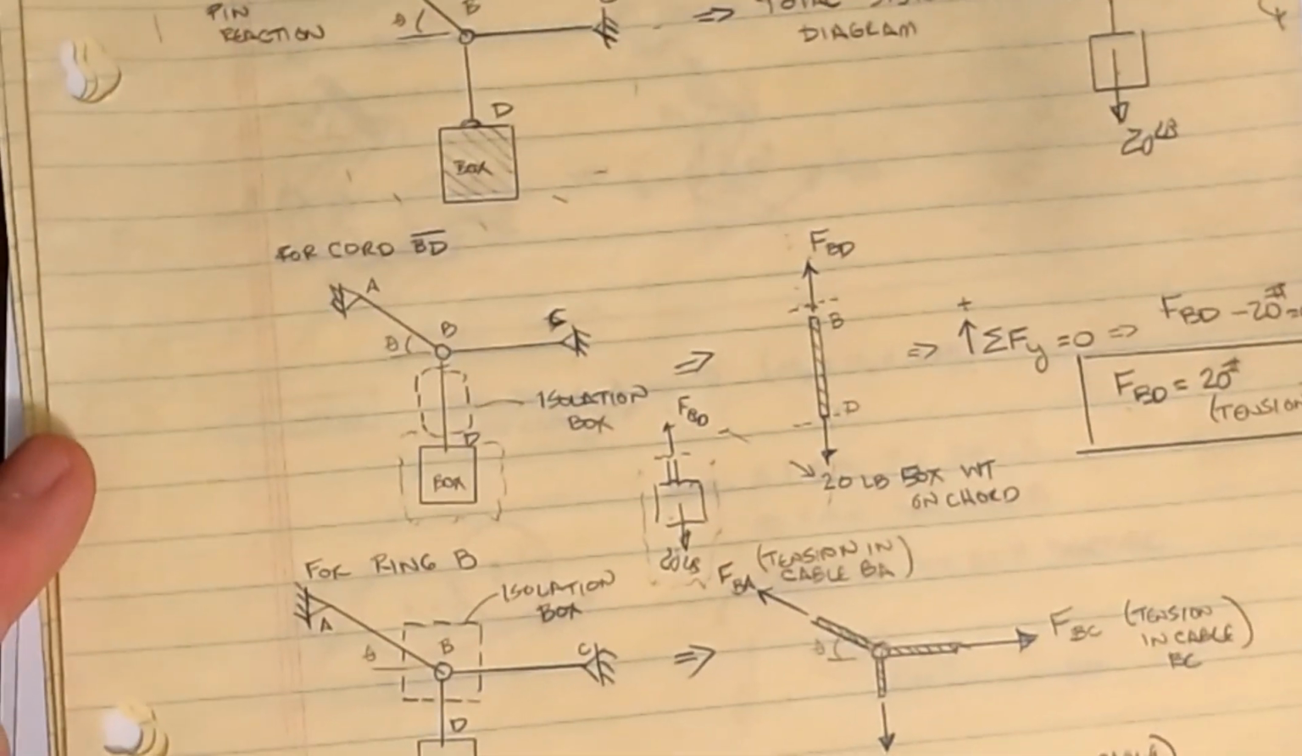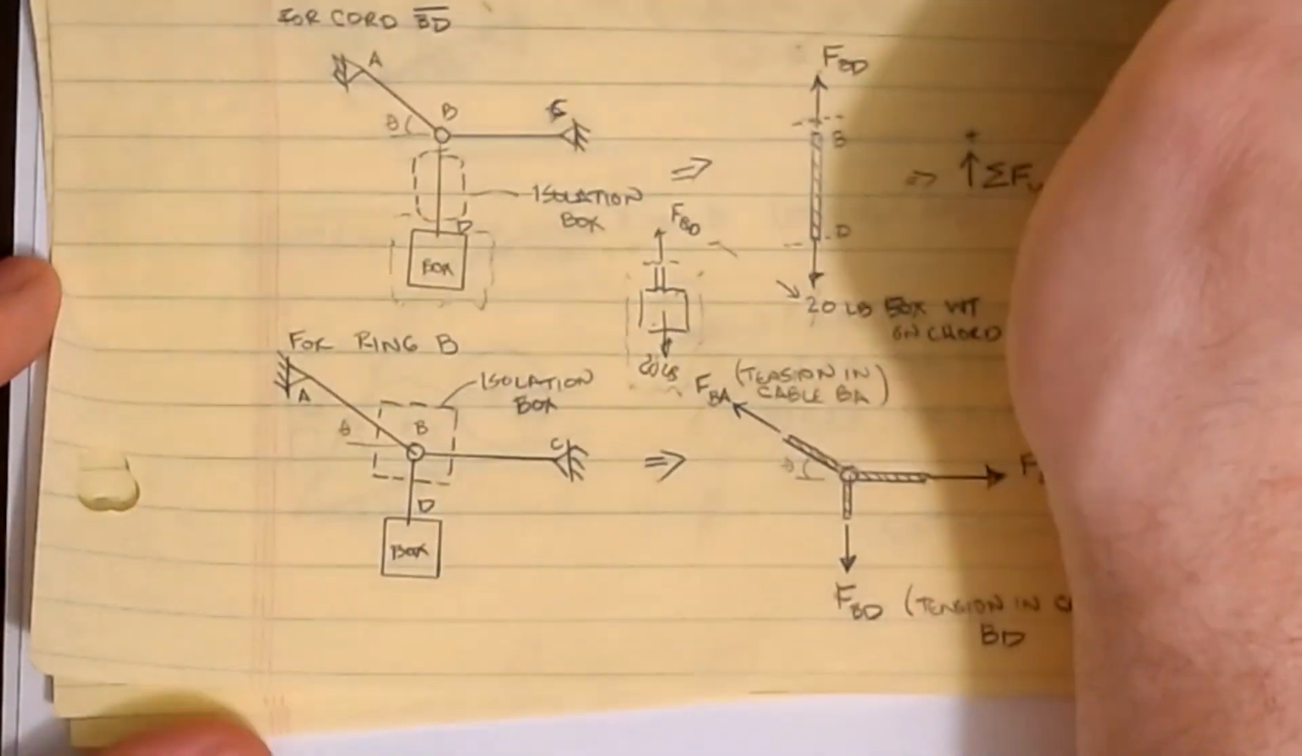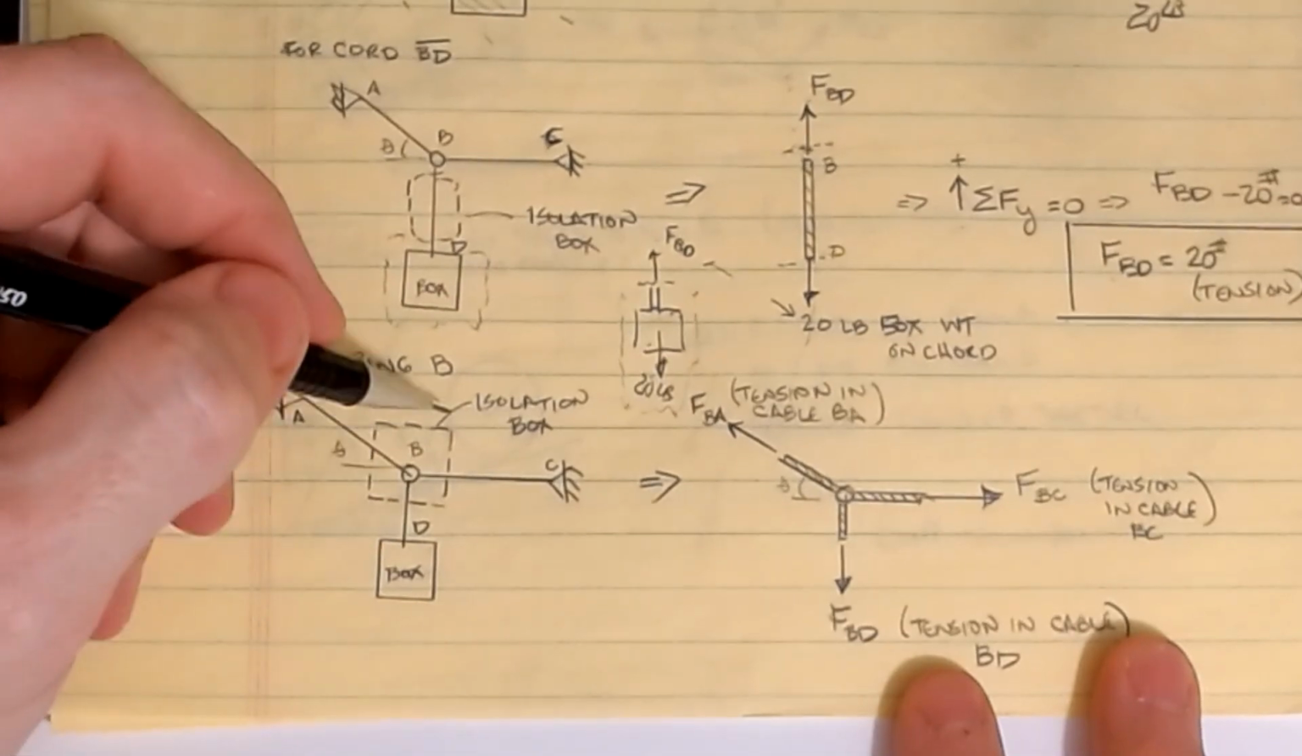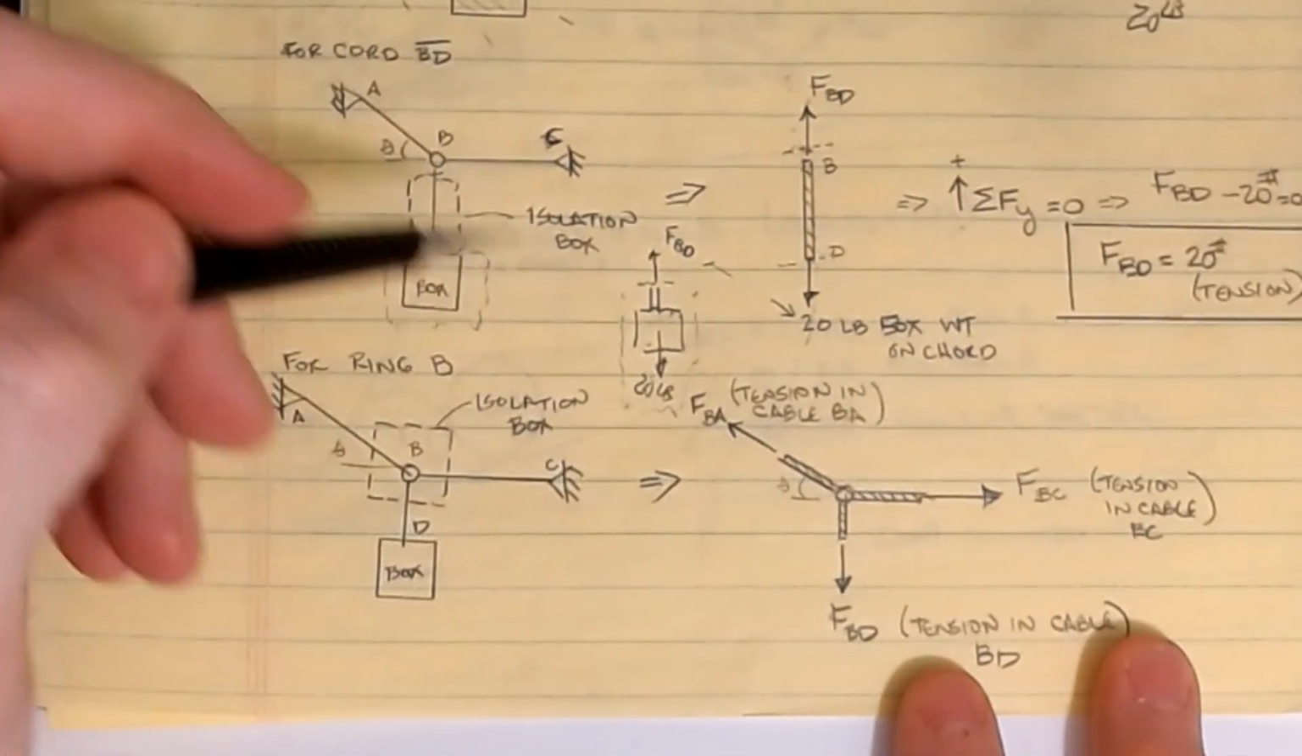We can also go in then and draw, say, a free body diagram around the ring. Part of the deal with statics is learning what to draw and how to draw things.